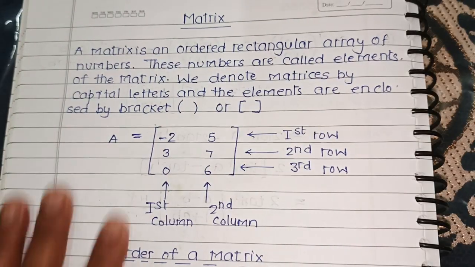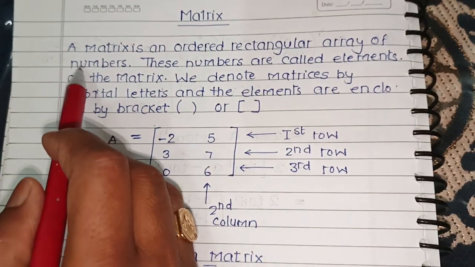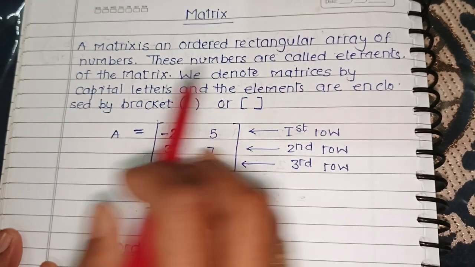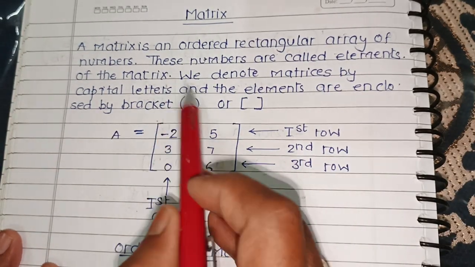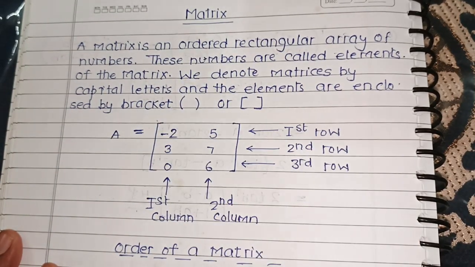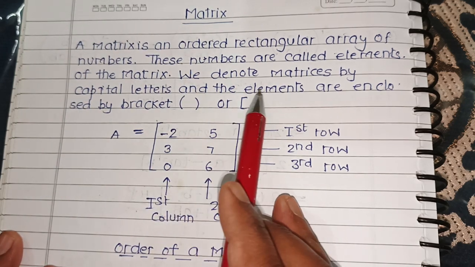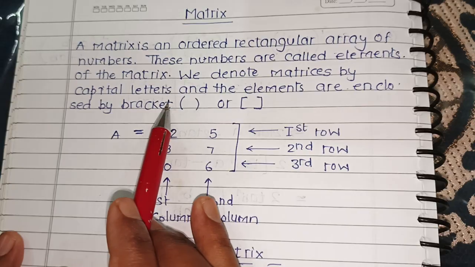Okay, let's start. What is matrix? A matrix is an ordered rectangular array of numbers. These numbers are called elements of the matrix. We denote a matrix by a capital letter.